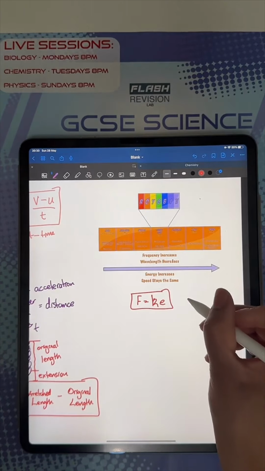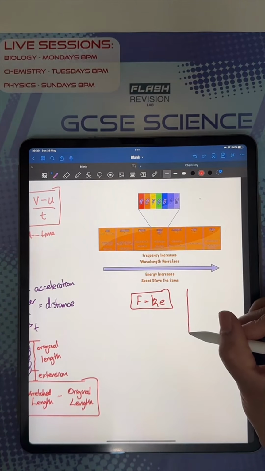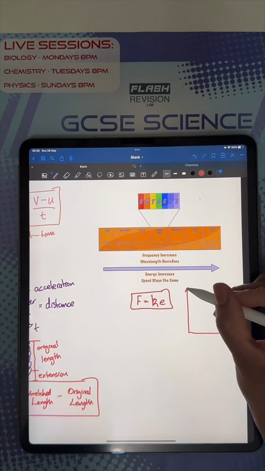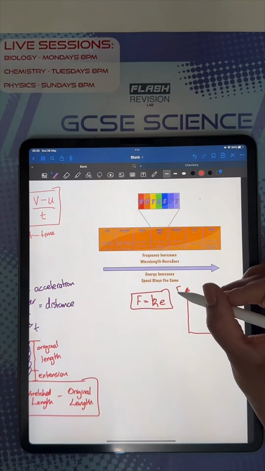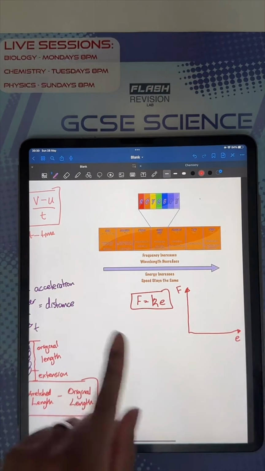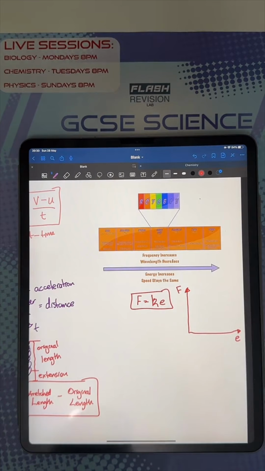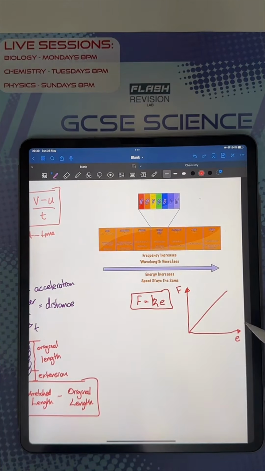So this means that F and E are directly proportional to each other. That just means if you double one, the other one doubles. If you halve one, the other one halves, and so on. So if you did a force against extension graph, or the other way around like it was in that question, extension against force graph, you get a straight line through the origin.